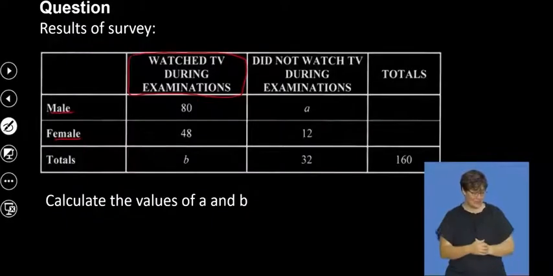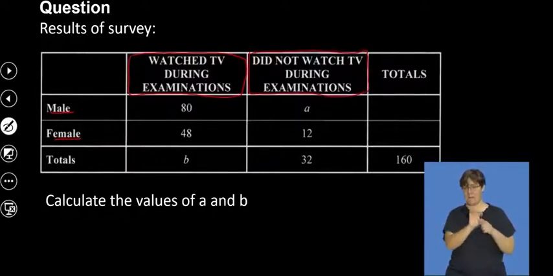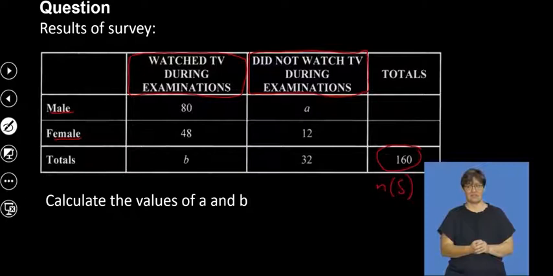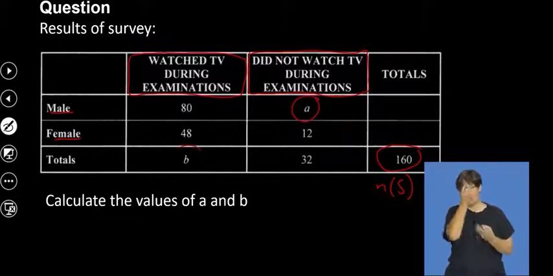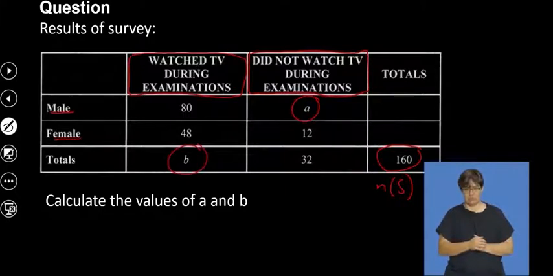These are the ones that didn't watch TV during the exams. So we recognize that they didn't watch TV. The total sample, that's the number in the sample, is 160. So what are we asked to do? We recognize there's some missing information, and we need to find what the values of A and B are.